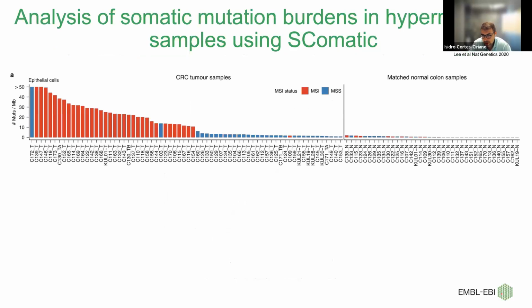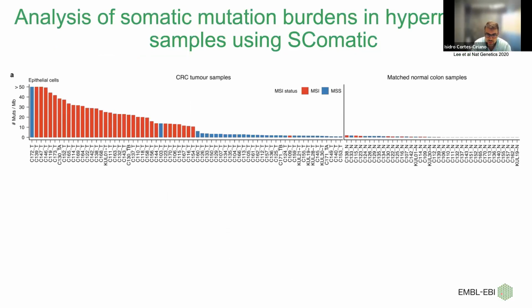One of the data sets that we've been analyzing and using a lot for development of SComatic, as well as for discovery, is a colorectal cancer data set that primarily comes from one publication, but we also use data from a second one, which is indicated here. And this is interesting for the following reason. In colorectal cancer, we have tumors that are considered microsatellite stable, and those that have mismatch repair deficiency or microsatellite instability, which have a high mutational burden.